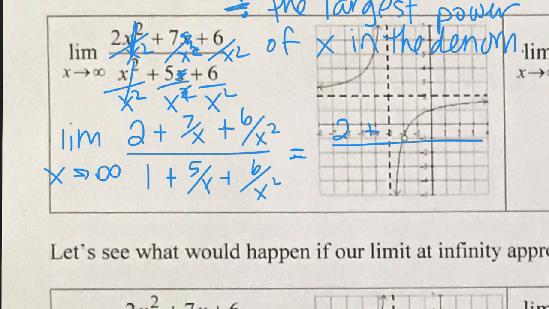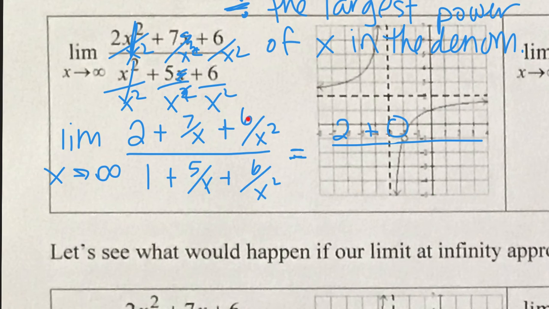Okay, what is the limit of 7 over x as x goes to infinity? Right, this is a rational function that is bottom heavy. So the limit of a rational function that's bottom heavy is always just 0.